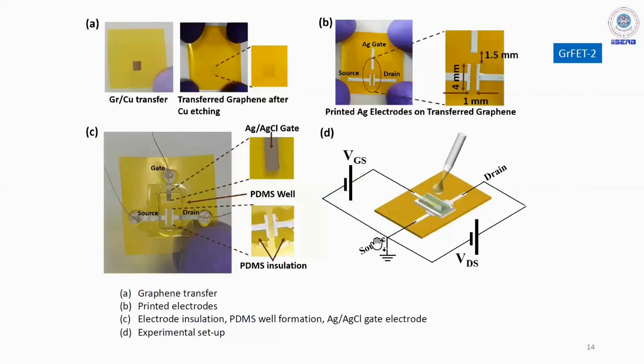Similarly, for GRFET2, we followed the same process. And then we passivated the electrode, in this case with PDMS insulation, which helped us to get even lesser leakage current. And then you have a device like this.